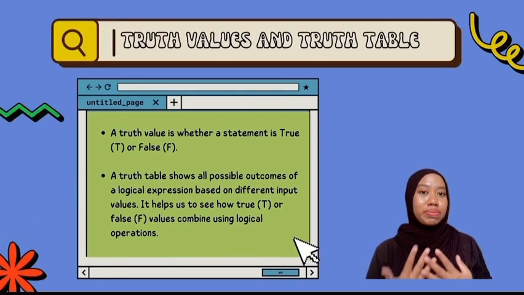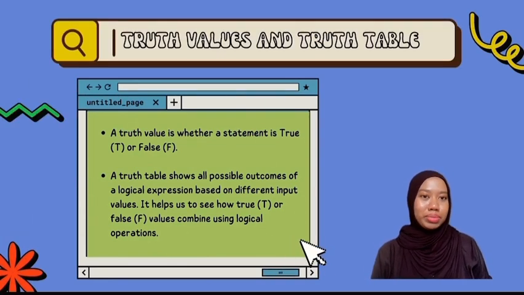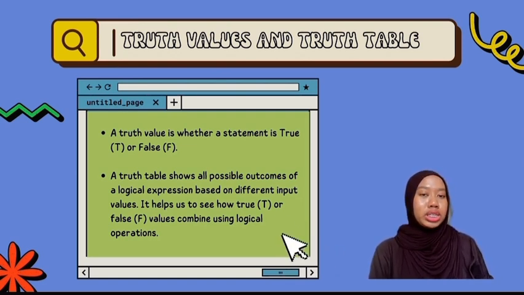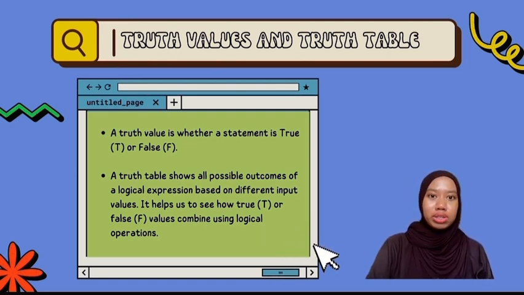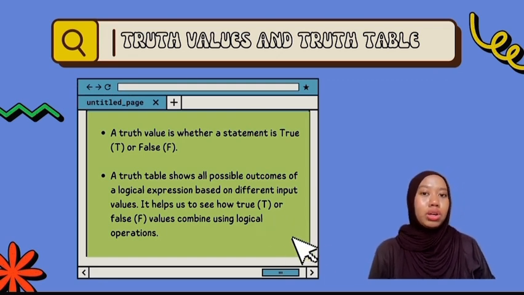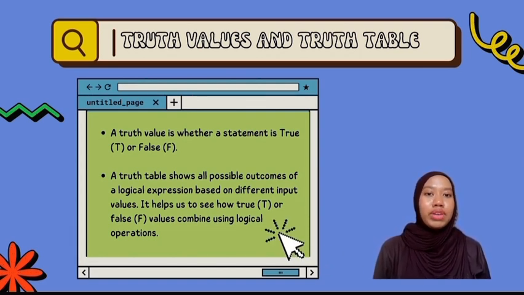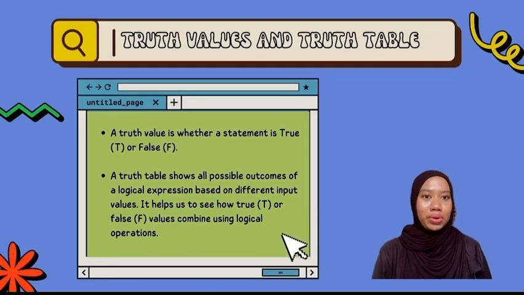Now, I'm going to explain about truth values and truth tables. So, what are truth values? A truth value is whether a statement is true or false. A truth table shows all possible outcomes of a logical expression based on different input values. It helps us to see how true or false values combine using logical operations.